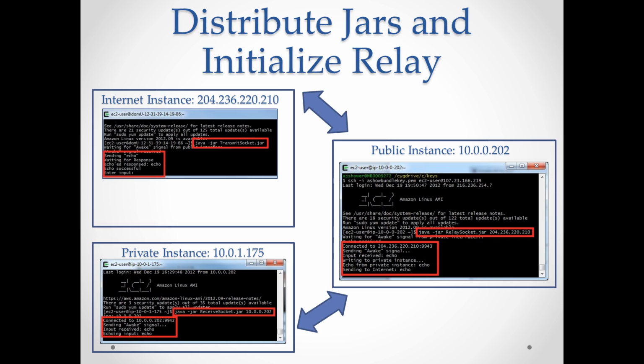Once the connections are made, the internet instance sends an echo string through the relay, which is sent to the public instance, which then is sent to the private instance, which just sends echo back through the relay. Once the internet instance receives echo, it returns to the console and waits for user input.